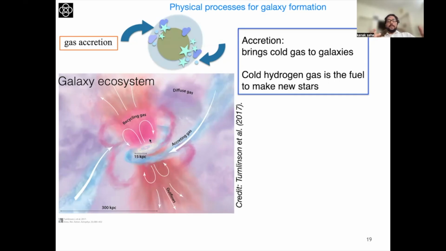It's like polluting the material or the gas which exists in the galaxy, through this star formation and then the explosion of the massive stars as supernovae. So this is a feedback to the galaxy in a sense, and it has a profound role in shaping what galaxies are today.